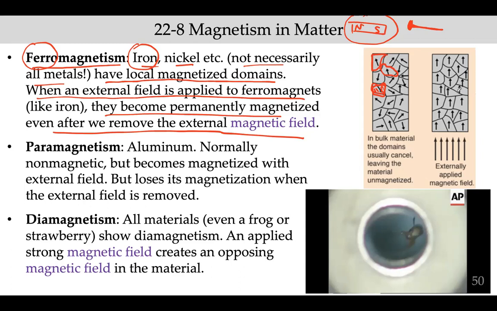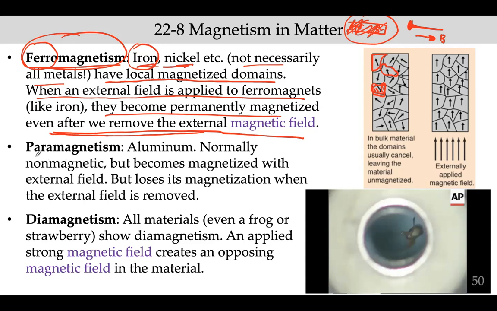Once they point in the same direction, even if you get rid of the bar magnet, this nail will now be magnetized. After this point, it will attract metals. So now it becomes a magnetized material, and even after you remove the external magnetic field from the bar magnet, it will still stay magnetized. These types of matter are called ferromagnets, and iron is one of them, nickel is another, but not all metals act like it.